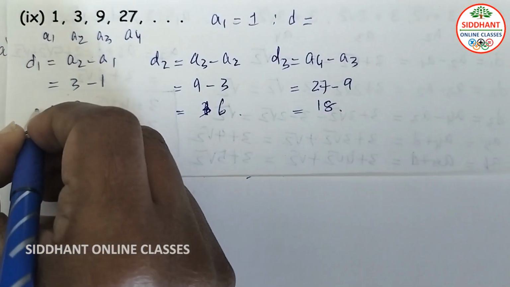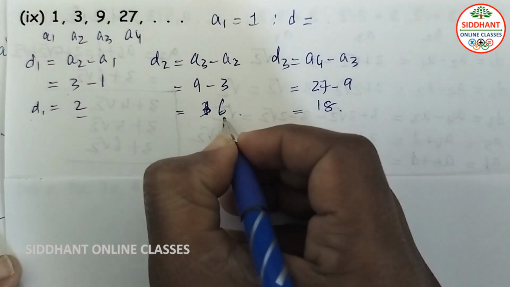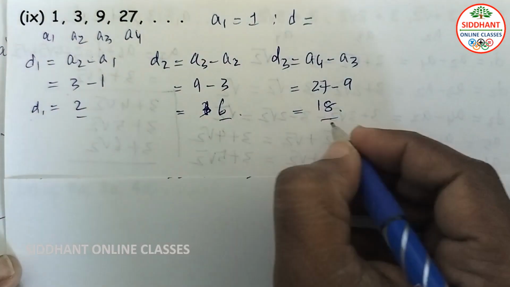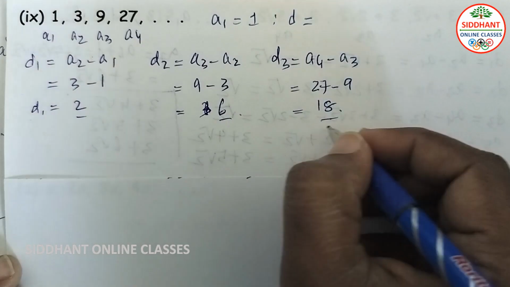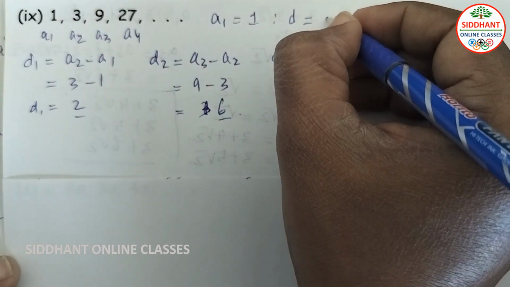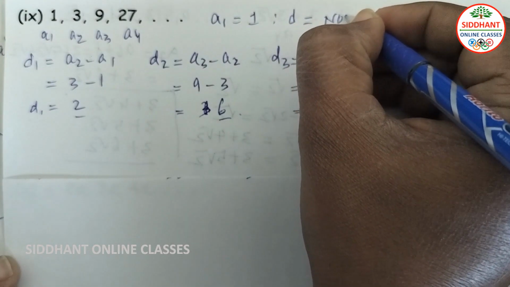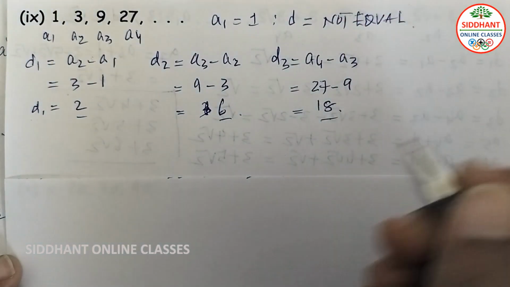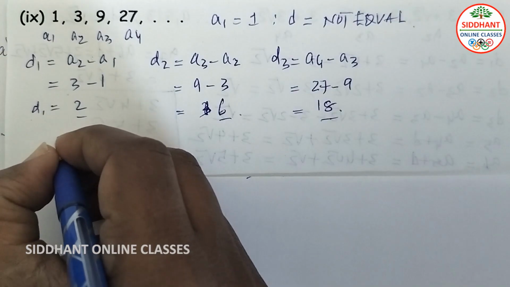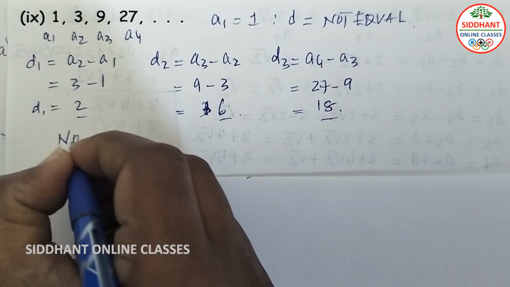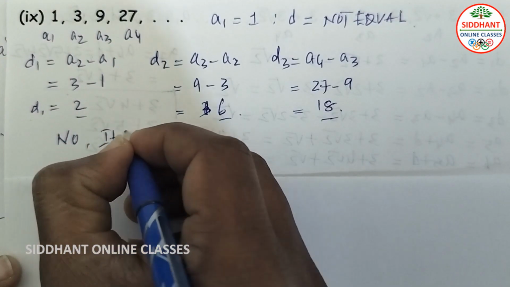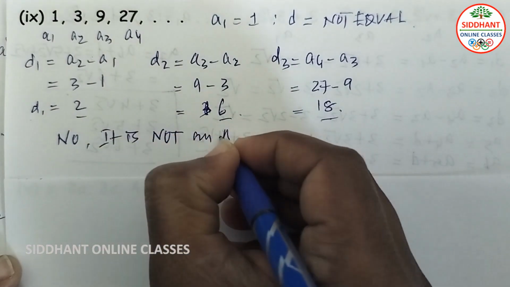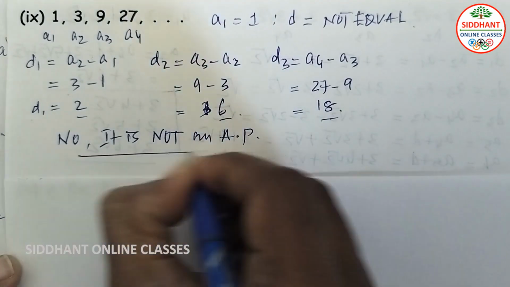So now we got D1 is 2, D2 is 6 and D3 is 18. That means we are not going to see any common difference here. So D is not common here. So we can say that it is not an arithmetic progression here.